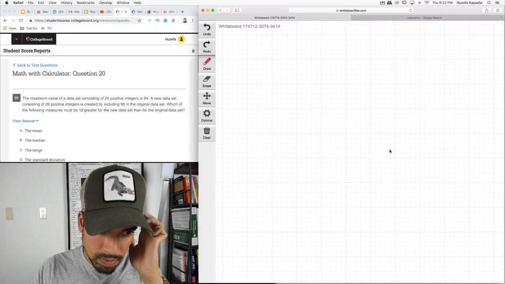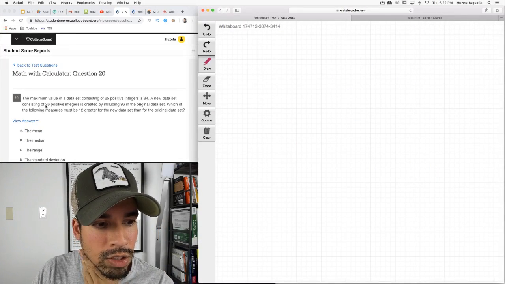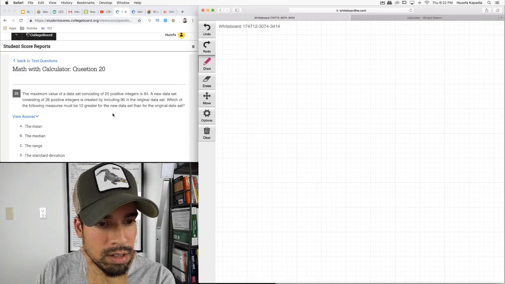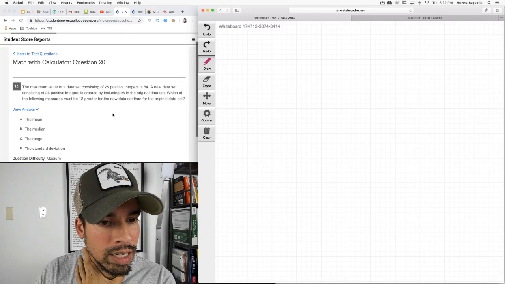Last one. The maximum value of a data set consisting of 25 positive integers is 84.